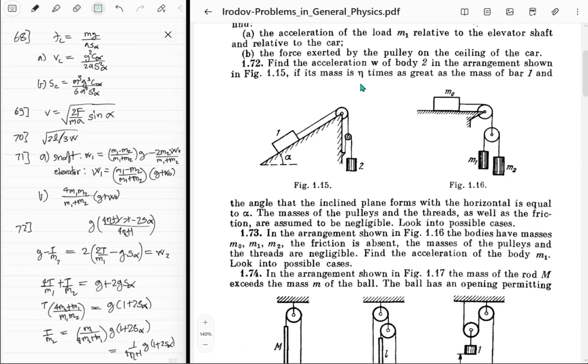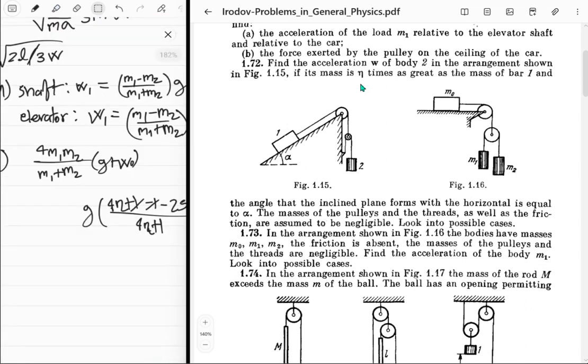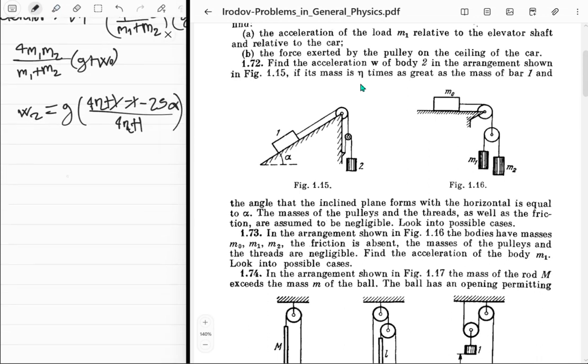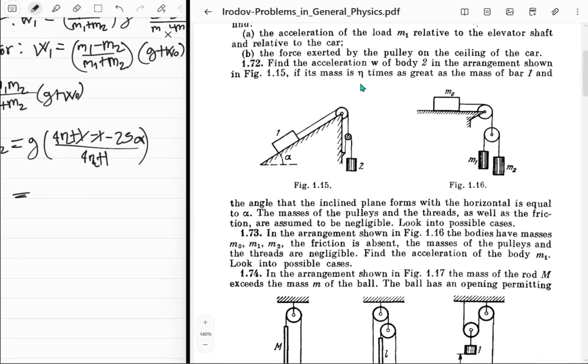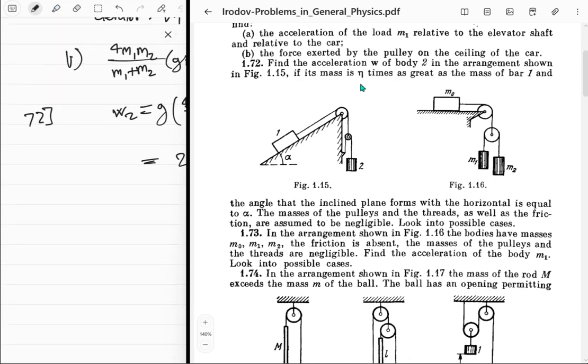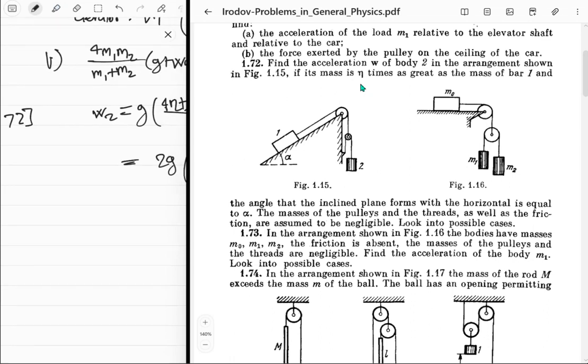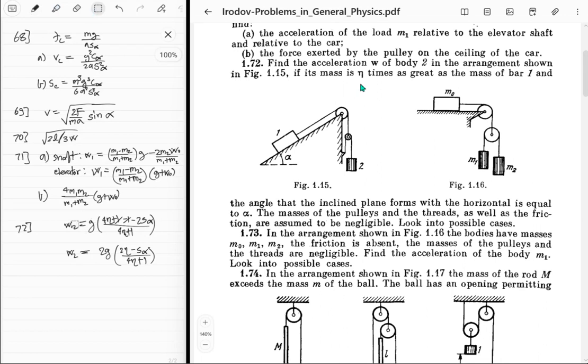No problem. Ow, my eyes are hurting. Okay, this thing was our W2, right? Simplify this. It's gonna be 2 out, 2G into 2 eta minus sine alpha upon 4 eta plus 1. That should be it. That's our W2. Now what do we do with it?